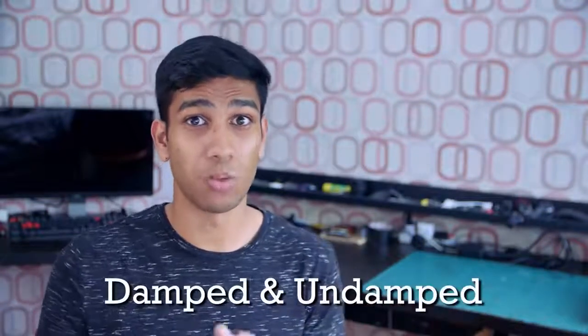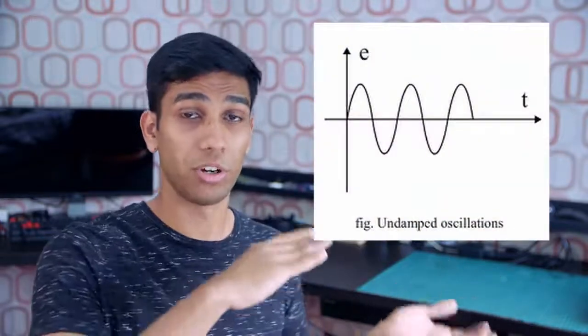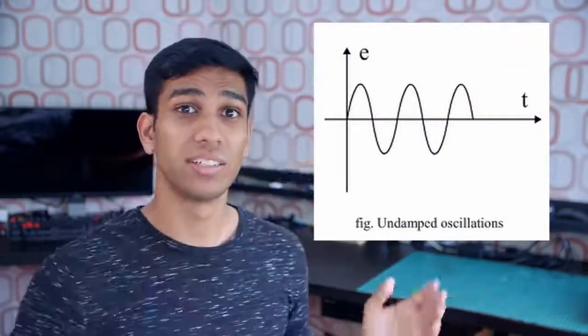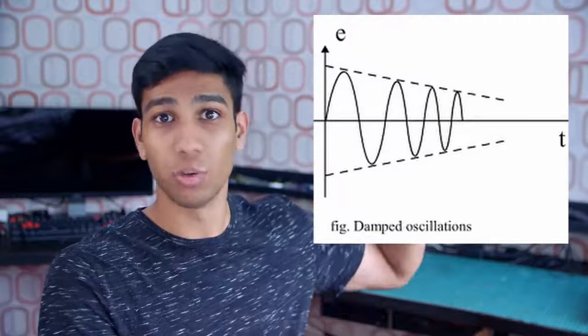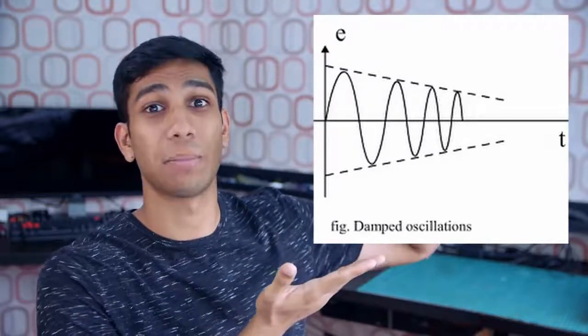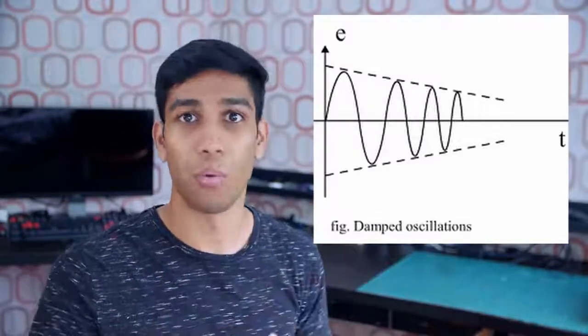Diving a bit deeper, we actually have two different types of sinusoidal waves. There's damped and undamped waves. Now, undamped waves look something like this, where the amplitude or the height of your wave signal stays the same, whereas damped wave signals look something like this, where the amplitude or the height of the wave becomes shorter as time goes on due to some power loss.